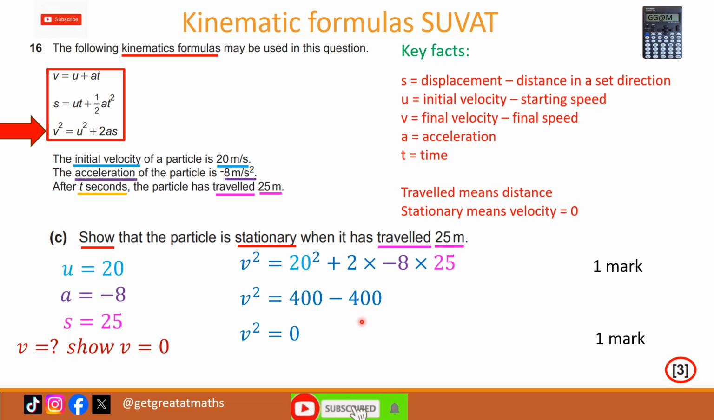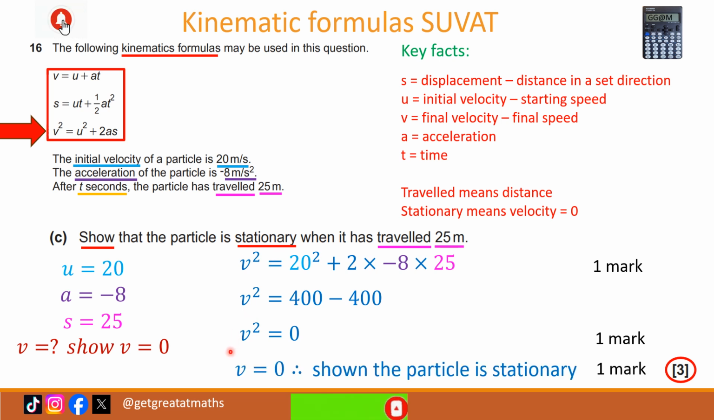Now your third and final mark says show that the particle is stationary. So because it says show that the particle is stationary, you then need to say that V is going to equal 0, therefore showing that the particle is stationary. So make sure you've written a concluding sentence to get your third and final mark on this question to show where the 3 marks come from.